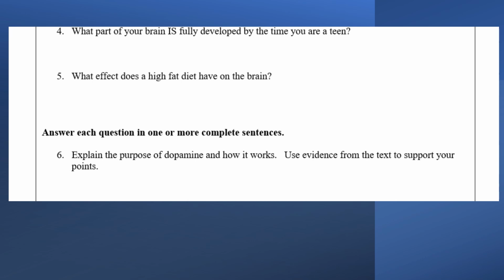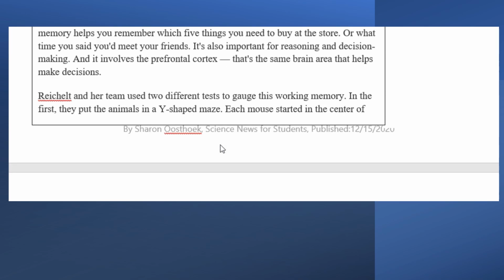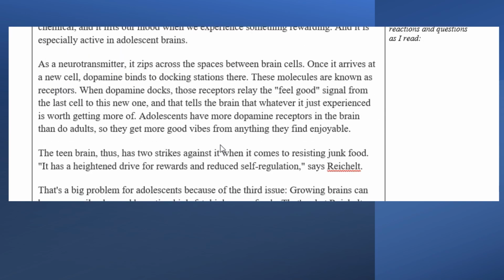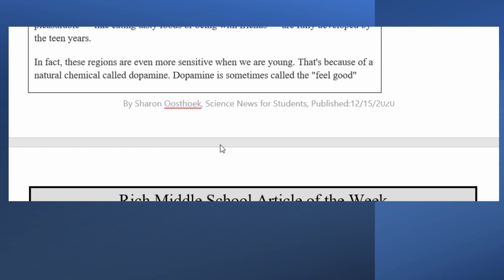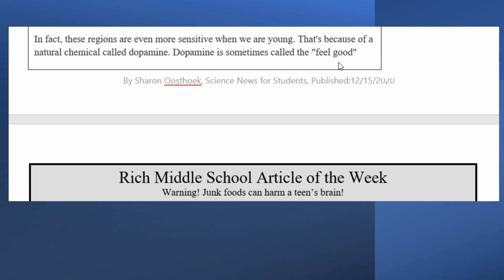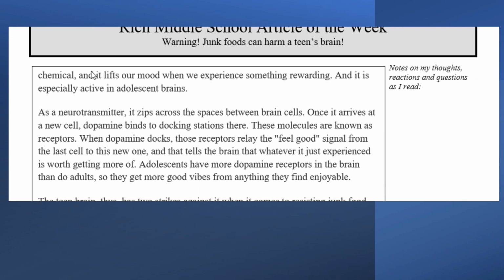Okay, the next question we had was, explain the purpose of dopamine and how it works. If we go back up, it said, dopamine is sometimes called the feel-good chemical, and it lifts our mood when we experience something rewarding. So, when it asks, what's the purpose of dopamine? It is a chemical that lifts our mood when we experience something rewarding.